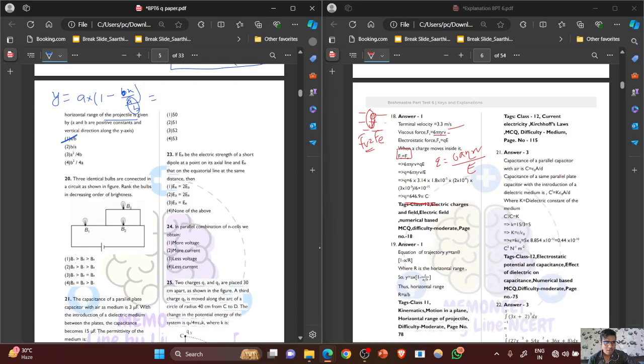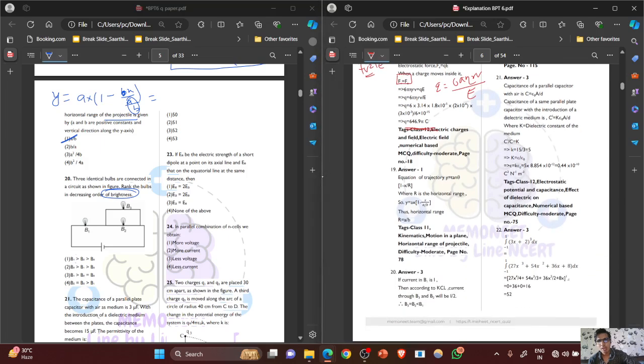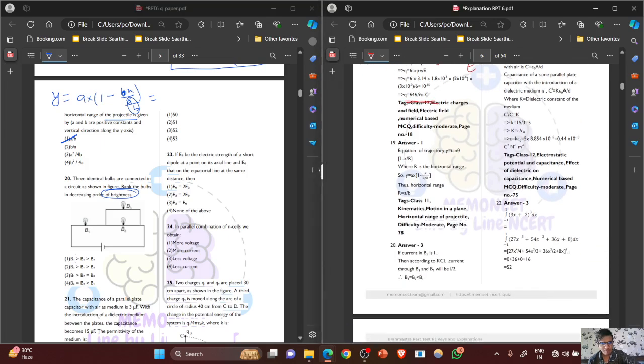Now, three bulbs are connected in a circuit. Rank the bulbs in decreasing order of brightness. It is asking about the brightness. It's again a theoretical question. You need to understand the current through here. Let's suppose there is a voltage V and the current is I, here it will be I1, here it will be I2, and here again it will be I. Now identical bulbs means the resistances are the same, means I1 equals I2, but I is greater than I1 and I2. Okay, so let's suppose it is I, so it will be something like I by 2, I by 4.